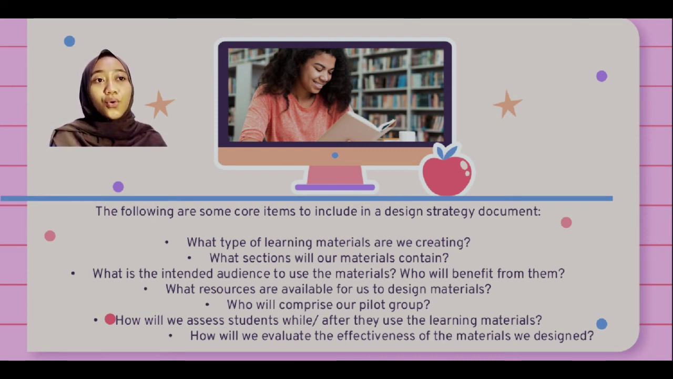Then, who will comprise our pilot group, and how will we assess students while or after they use the learning materials. We have to think about it because assessment is one of the important things in learning. And the last one is how will we evaluate the effectiveness of the materials that we have designed.